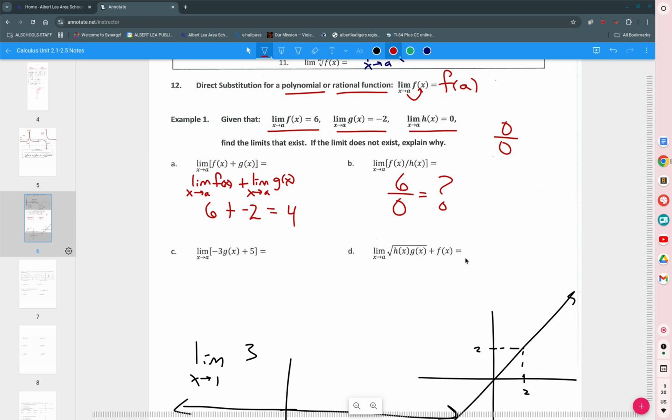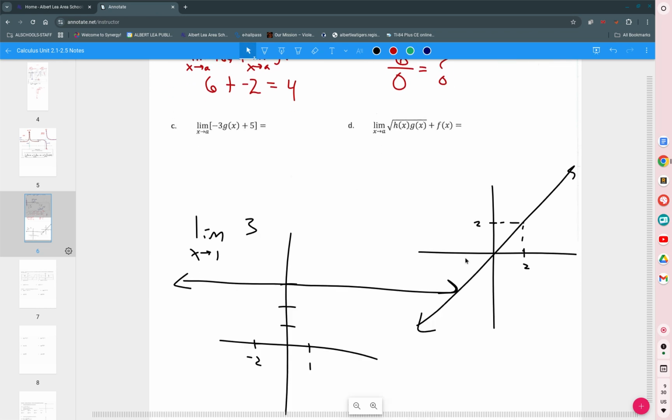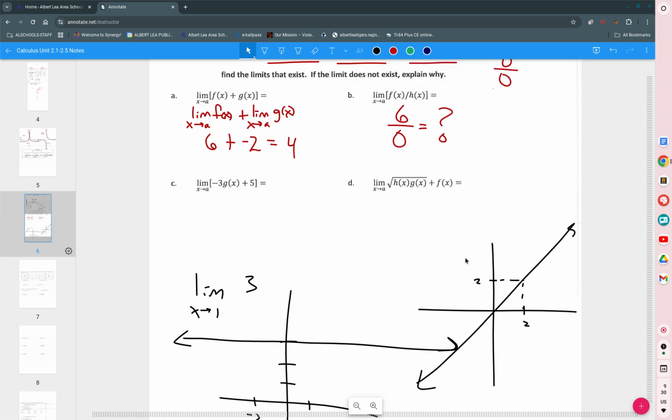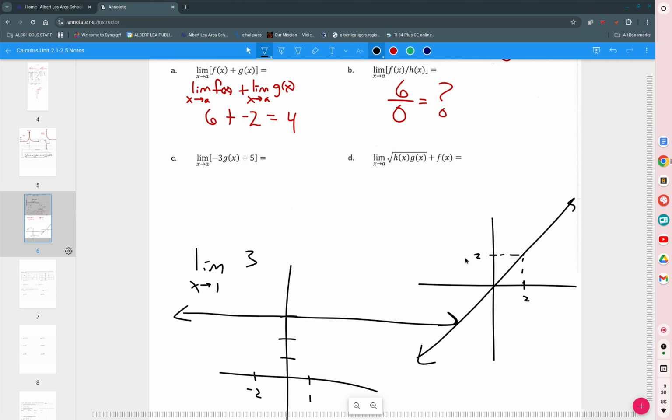So if you get 0 in the denominator, we're going to talk about that situation a little bit more down the road. Here we have -3 times g of x plus 5. So we just need the limit as x approaches a of g of x, which according to this is -2. So this just comes out to be -2 times -3 plus 5, otherwise known as 11. 11 is my limit. Please try letter D on your own.